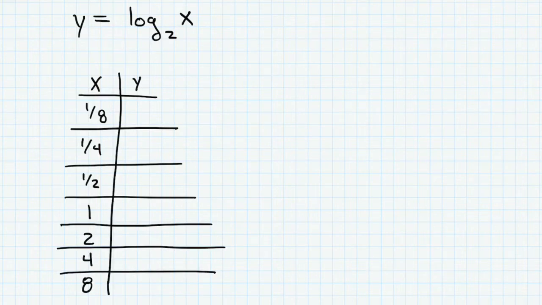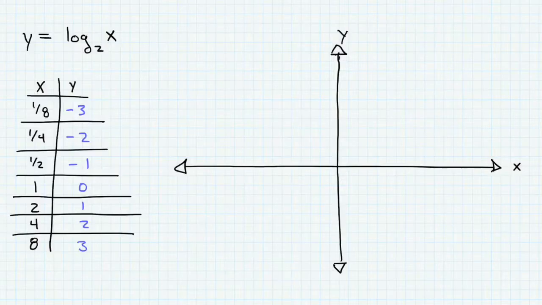And now I can figure out log base 2 of 1/8 is -3 because 2 to the power of -3 is 1/8. Log base 2 of 1/4 is -2. Log base 2 of 1/2 is -1. Log base 2 of 1 is 0. Log base 2 of 2 is 1. Log base 2 of 4 is 2. Log base 2 of 8 is 3.